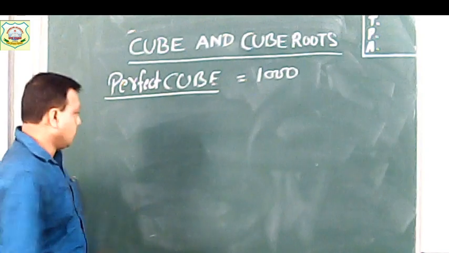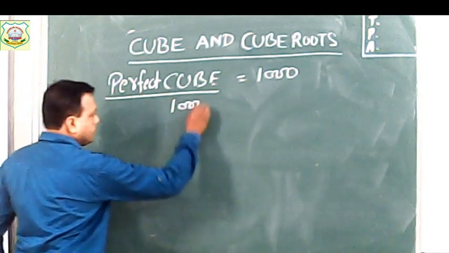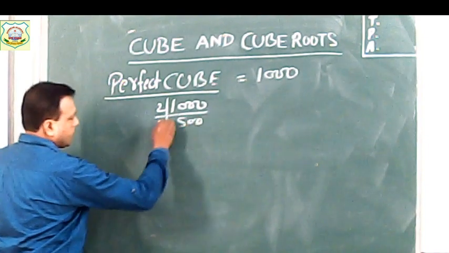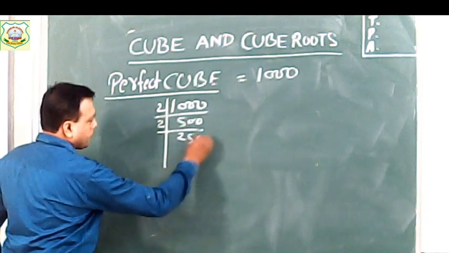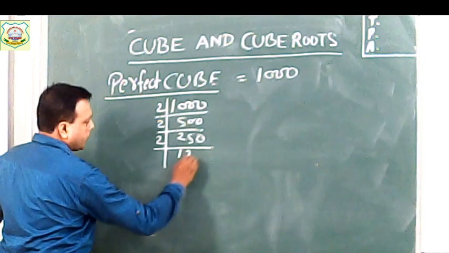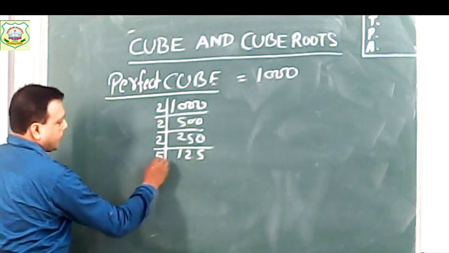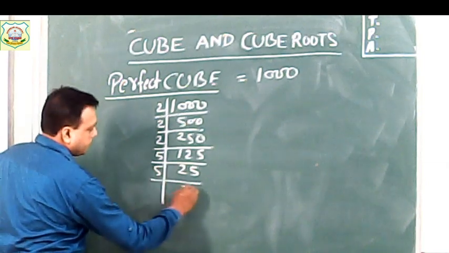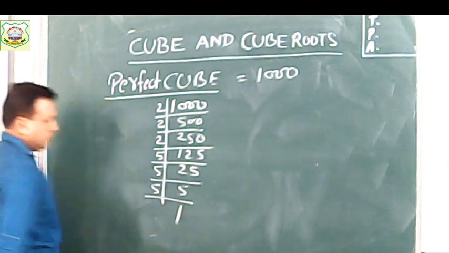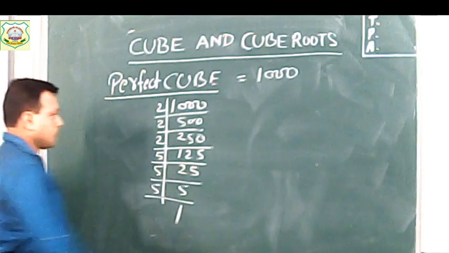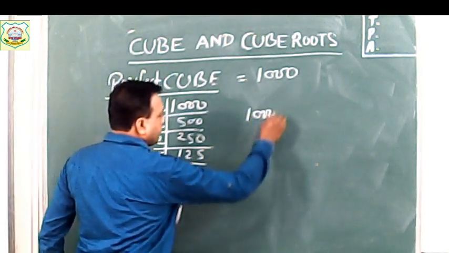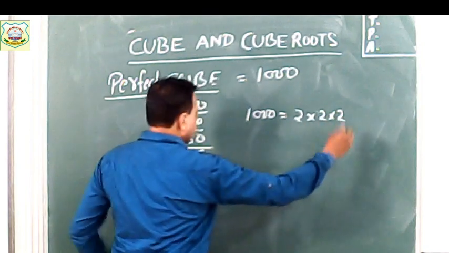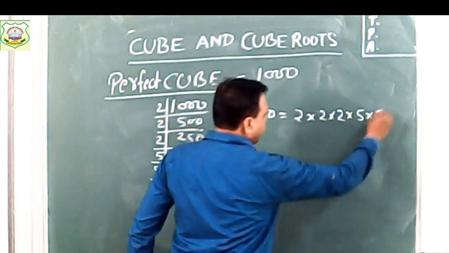1000, same rule. 2, 500, 2, 250, then 2, 125, then 5, 25, then 5. We have done this. 1000 equals 2 multiply 2 multiply 2 into 5 into 5 into 5.